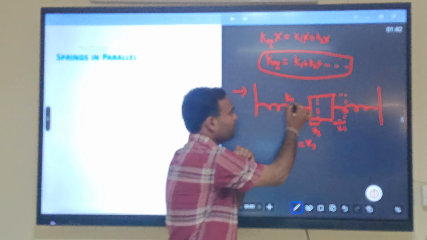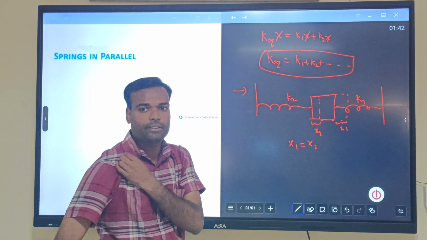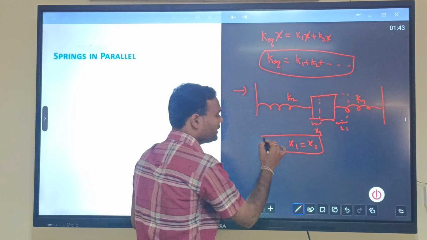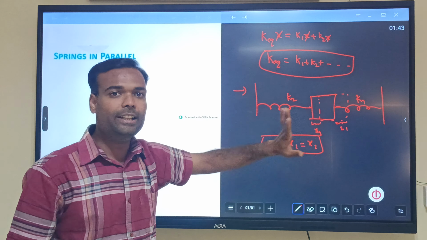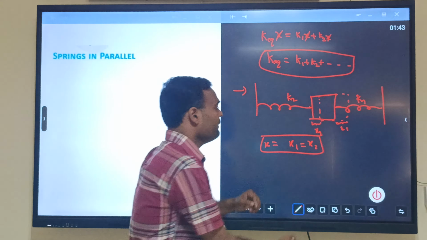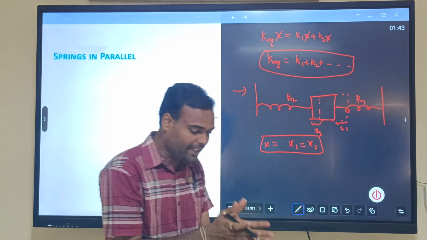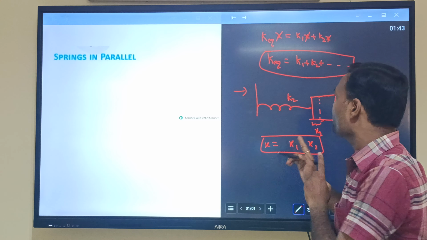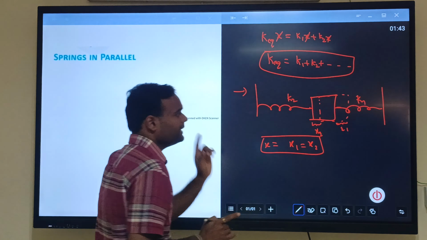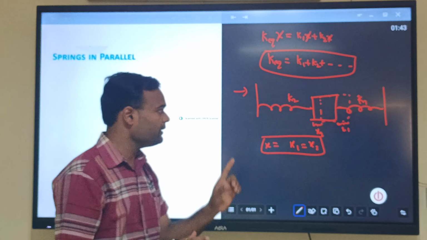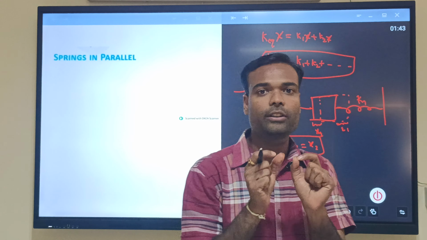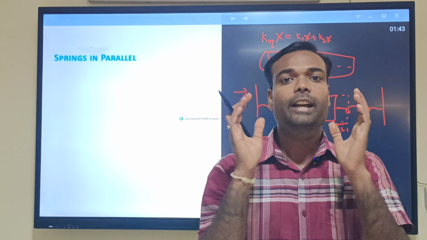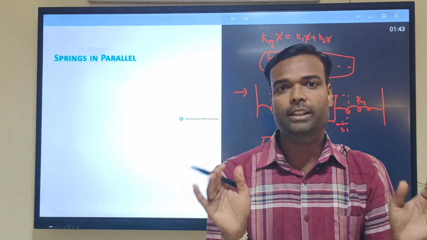Let it be K1 and K2, two springs with different K1 and K2 values. Now ultimately the total displacement of the object remains x, which equals x1 equals x2, and this condition is satisfied for parallel combination only. So immediately we have to think that here extension equals compression, so it comes under parallel combination. Don't consider by looking at the diagram that it might be series combination. No, it is not the case.